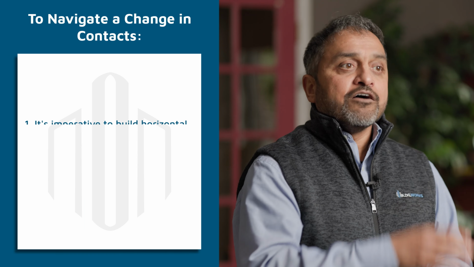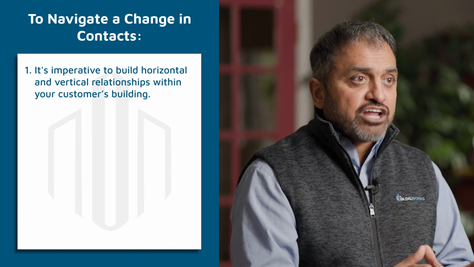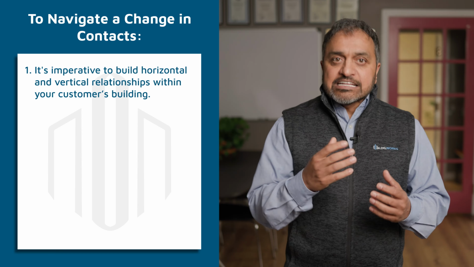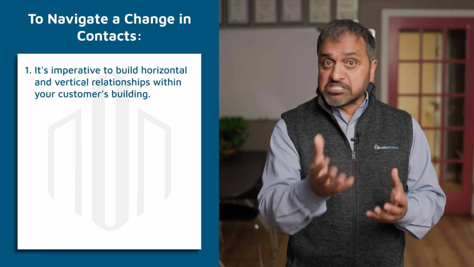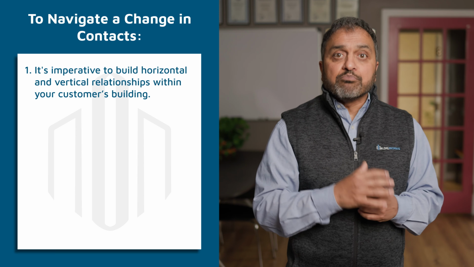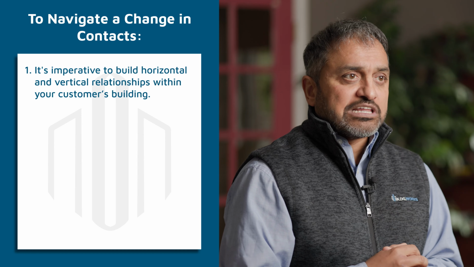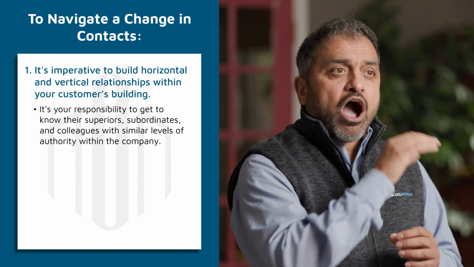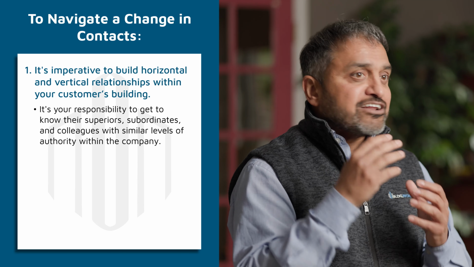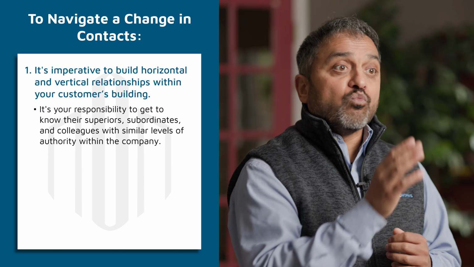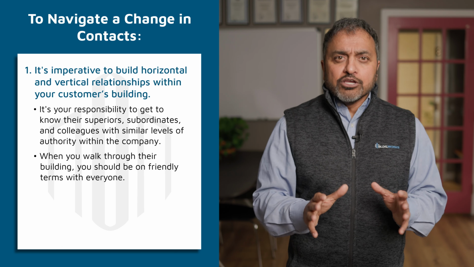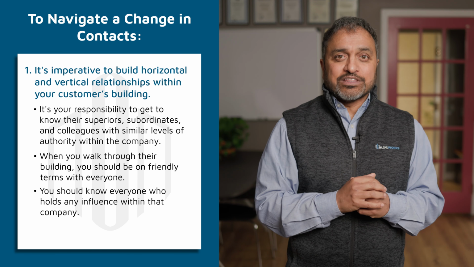To navigate this, there are 2 crucial points to remember. First, it's imperative to build horizontal and vertical relationships within your customer's building. What does that mean? Let's say you're introduced to a facility manager, business manager, owner, or whoever your main point of contact may be. You develop a strong relationship with this individual. However, it's your responsibility to also get to know their superiors, their subordinates, and colleagues with similar levels of authority within the company. When you walk through their building, you should be on friendly terms with everyone. You should know everyone who holds any influence within that company.